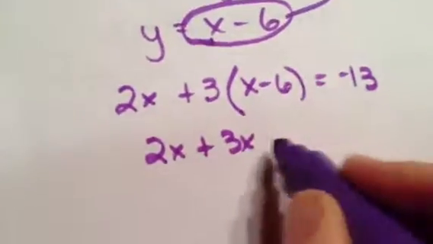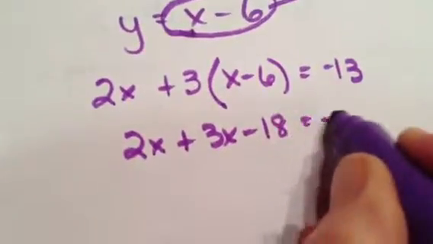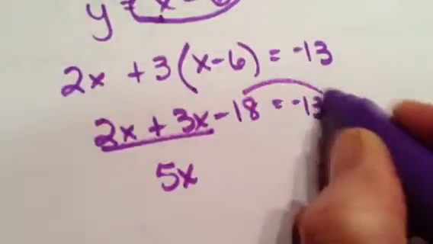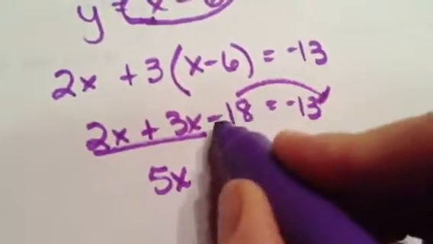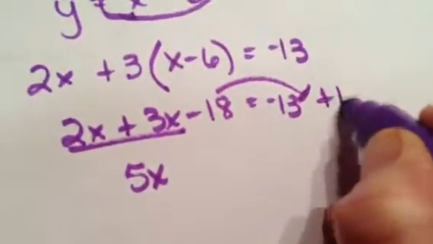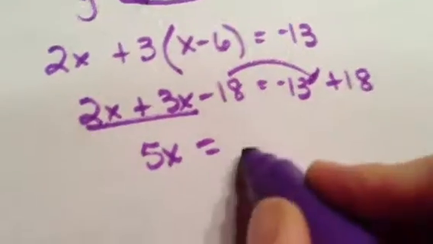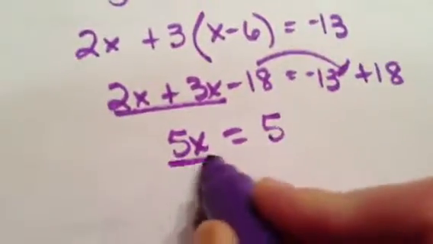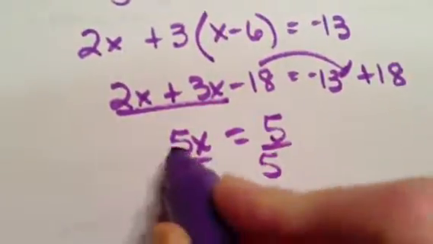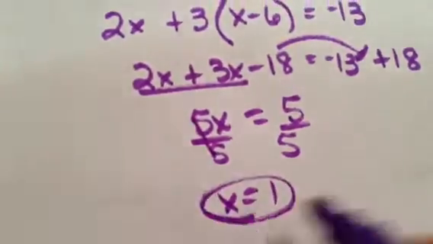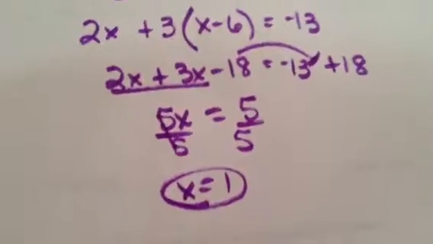3 times a negative 6 is what? Negative 18. Add like terms. Throw this guy on the other side. If it's a negative 18 or a minus 18, we're going to have to add 18 when we throw it over the wall. Negative 13 plus 18 is what? 5. Divide both sides by 5. Remember, you always divide by what's in front of the variable. So x equals 1.